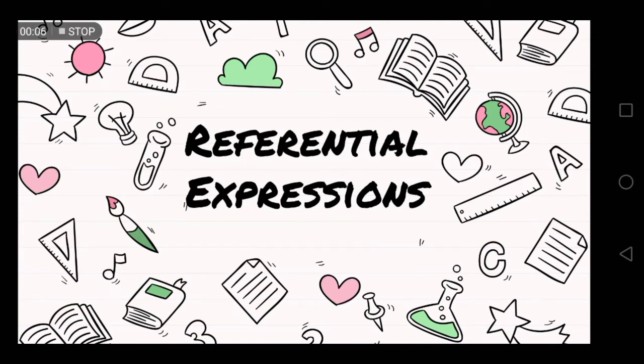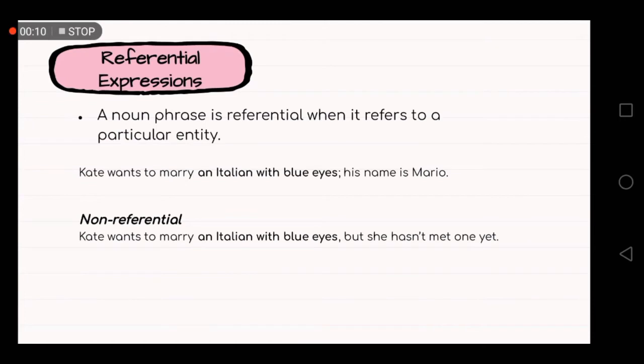Next, we have the referential expression. What is a referential expression? In referential expression, a noun phrase is referential when it refers to a particular entity. We have here an example. Kate wants to marry an Italian with blue eyes. His name is Mario. An Italian with blue eyes is referring to Mario particularly. Thus, this expression is an example of a referential expression.